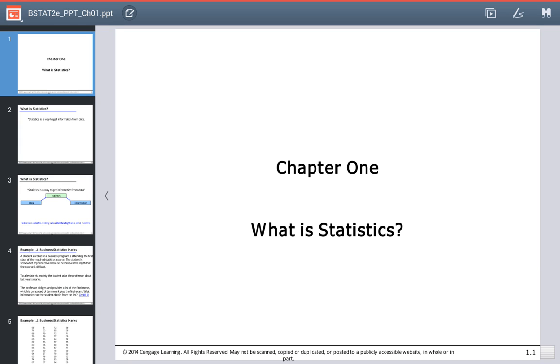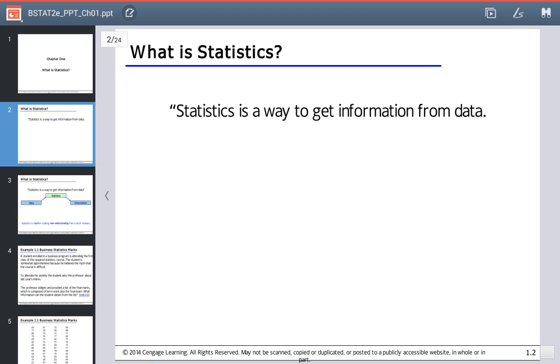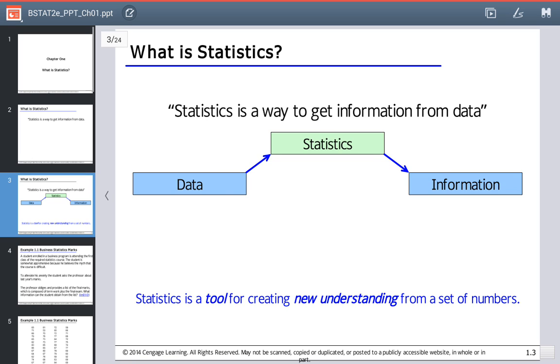Again, the slides are available on Canvas. This is the chapter 1 slide, and this chapter is about introduction to statistics. So statistics is a way to get information from data. Now we might have different sources of data. We might have the data as a text file. We might have the data as an Excel sheet. If we are trying to get information from this data set, this is where statistics will help you.